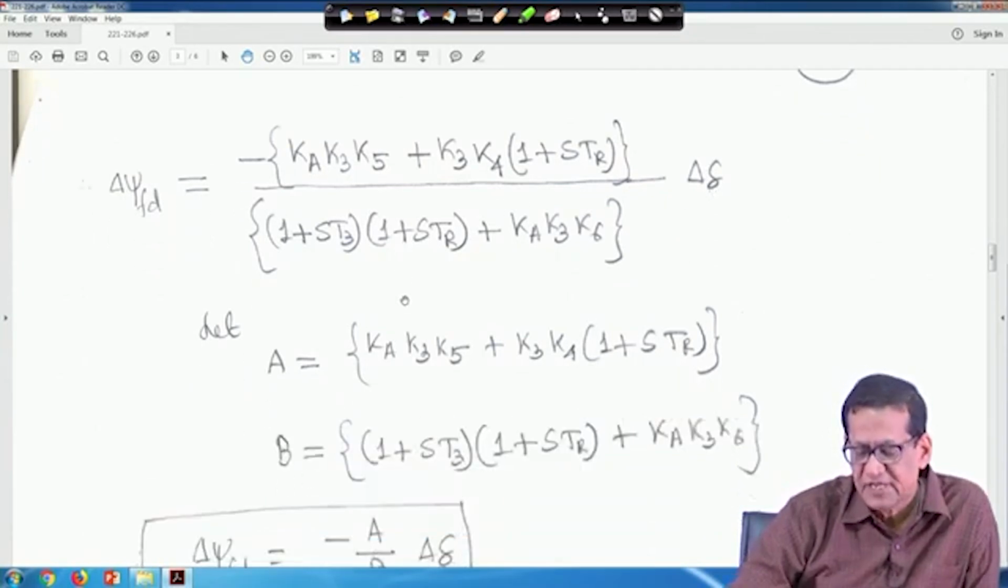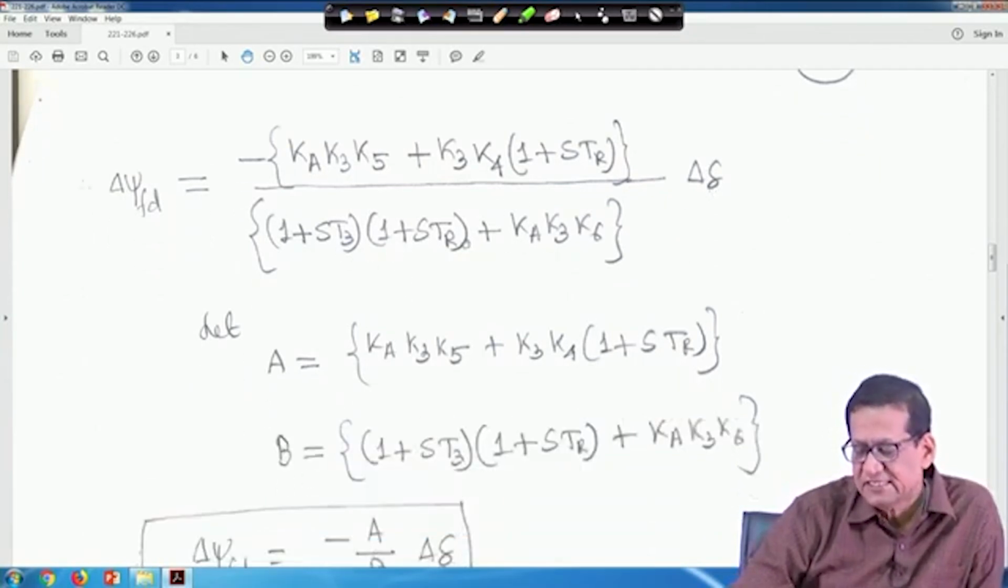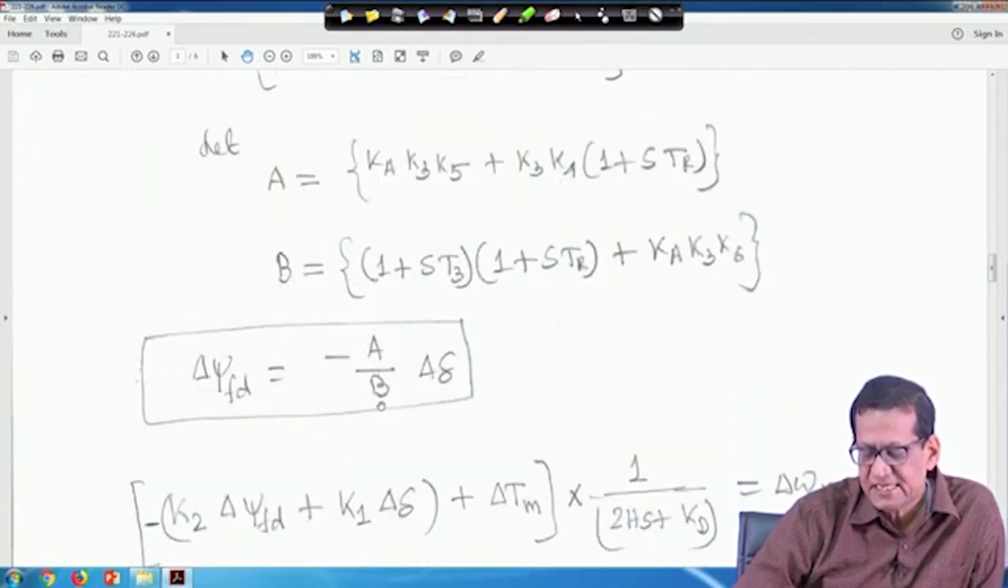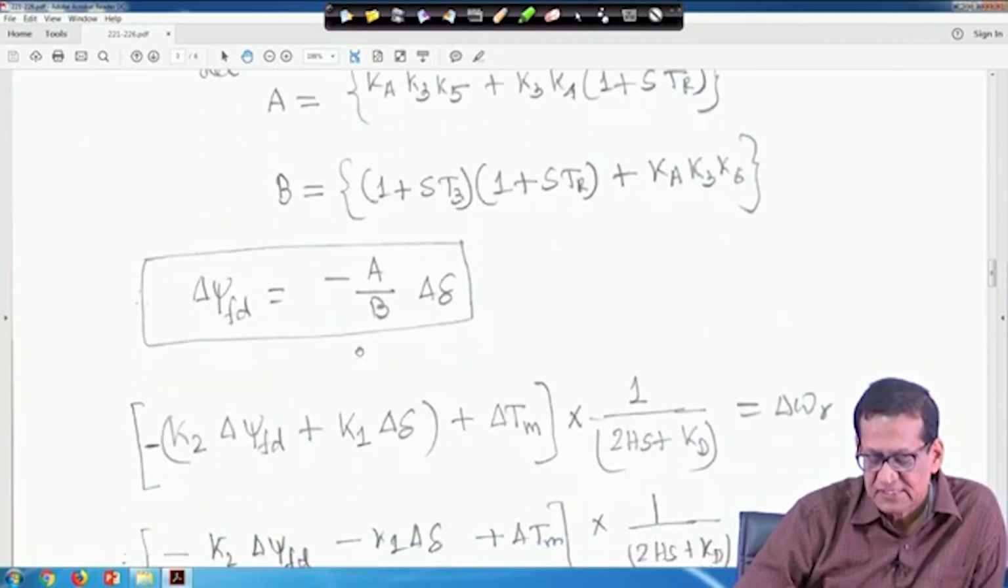Now, assume a is equal to whatever is there in the denominator, and b is equal to the numerator, that is K1 K3 K5 plus K3 K4 (1 plus sTR), that is the numerator. And the denominator b is equal to (1 plus sT3)(1 plus sTR) plus K1 K3 K5 K3 K6. Therefore, delta psi fd can be written as minus a by b delta delta.